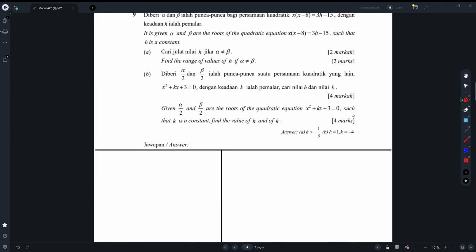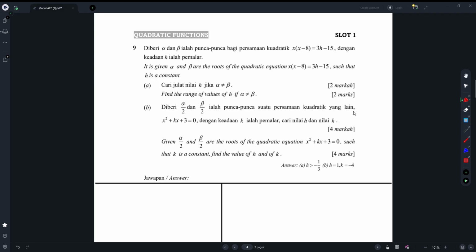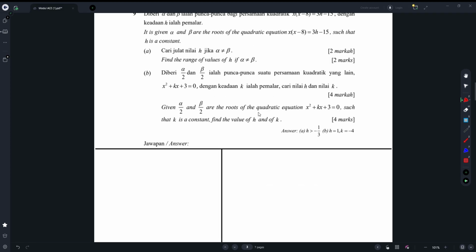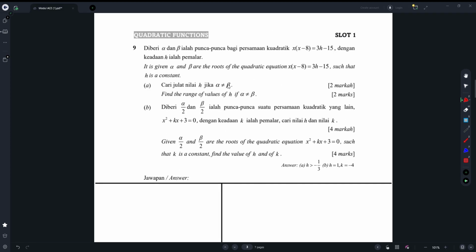Okay. So let us move on to the next question, which is quadratic functions. Basically for this particular quadratic functions, what we have is an alpha beta question. So it's not a very difficult question. We still can do it. First, let us read the question. It is given that alpha and beta are the roots of the quadratic equation x open bracket x minus 8 close bracket equivalent to 3h minus 15, such that h is a constant.